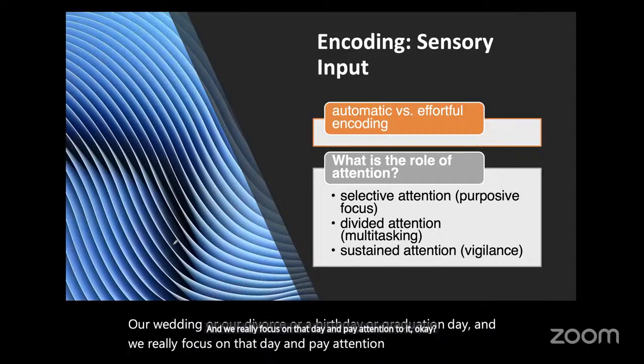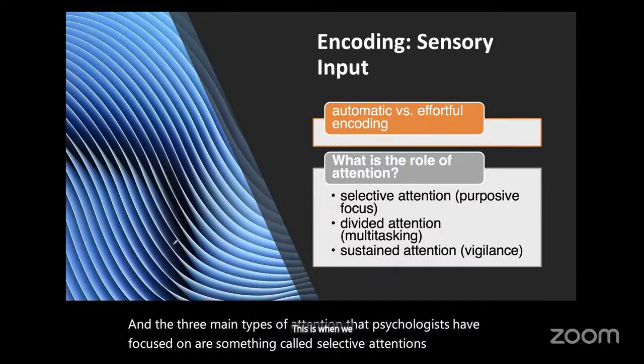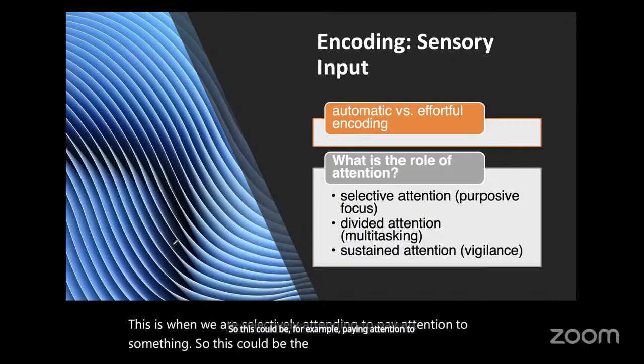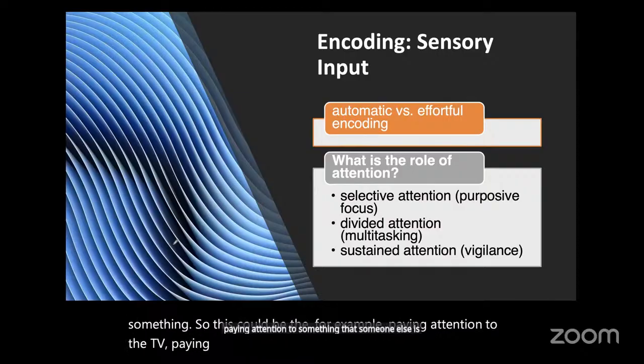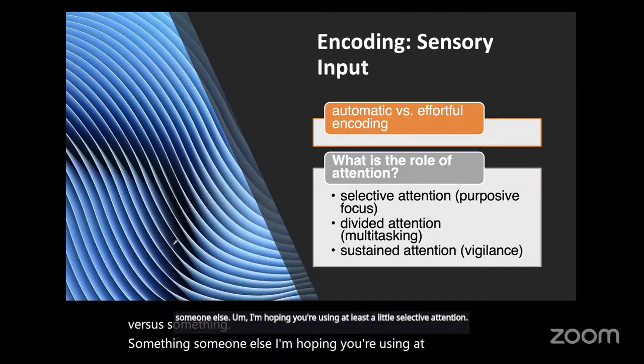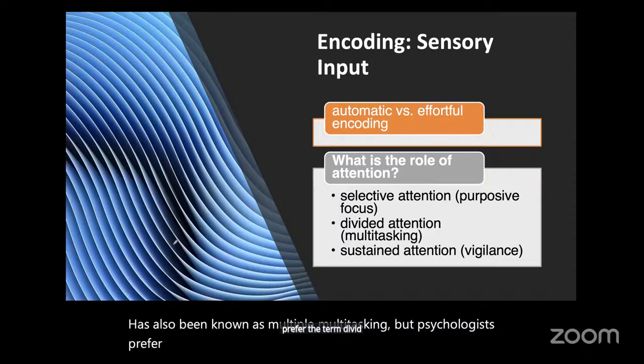Okay. And this is where the role of attention really comes into play. The three main types of attention that psychologists have focused on are something called selective attention. This is when we are selectively attending to something. So this could be, for example, paying attention to the TV, or paying attention to something that someone else is saying versus someone else. I'm hoping you're using at least a little selective attention in this lecture as other stimuli are occurring around you.